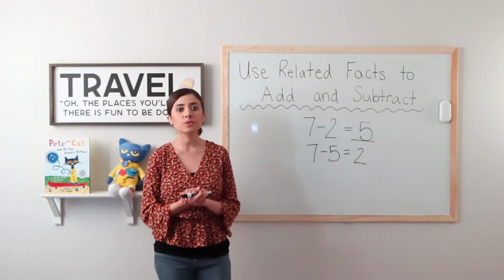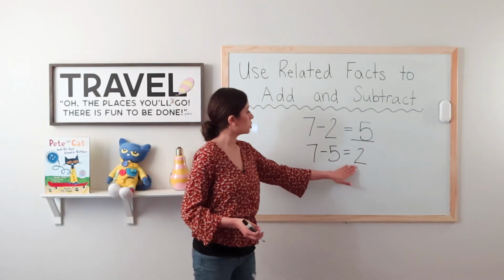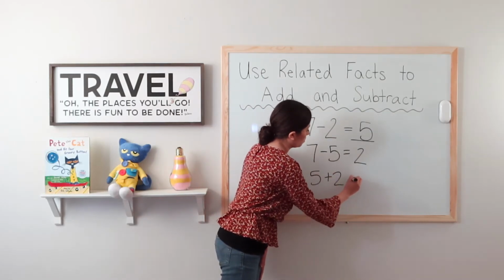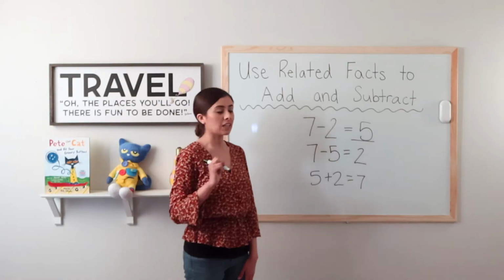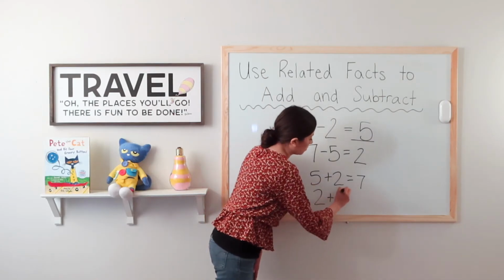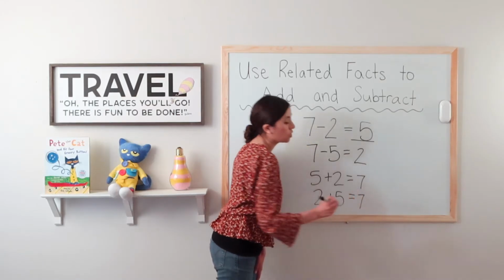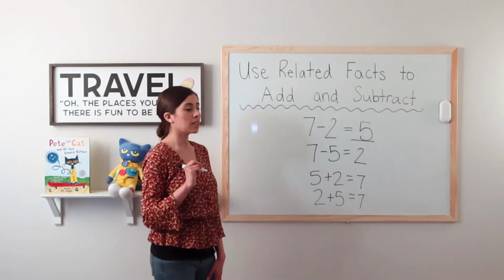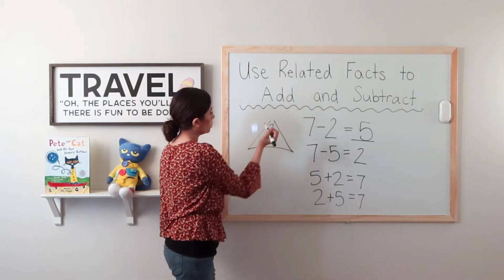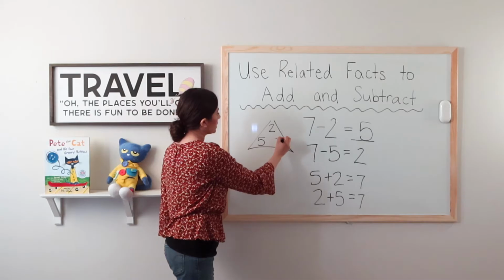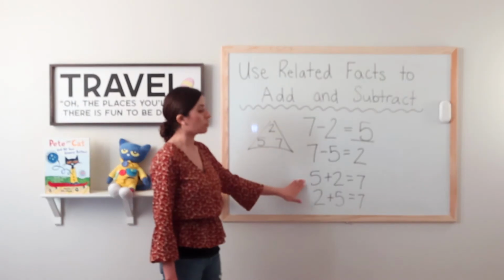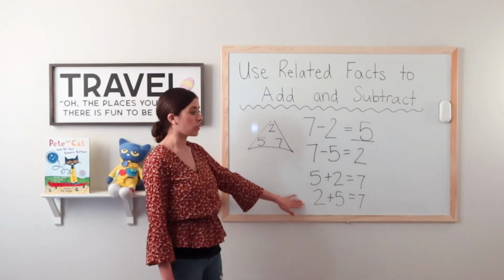I also now know 2 addition facts. 5 plus 2 equals 7. And 2 plus 5 equals 7. Notice again, I worked with the same 3 numbers. I worked with 2, 5, and 7. Just with these 3 related facts, I was able to pull out 4 number sentences that are true.